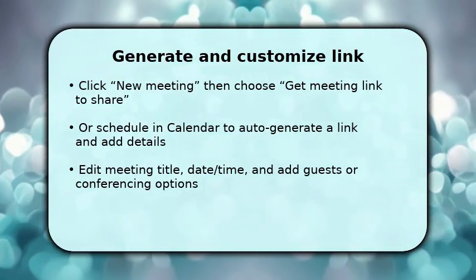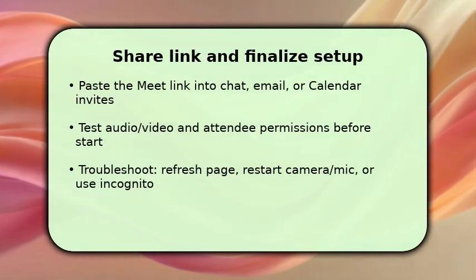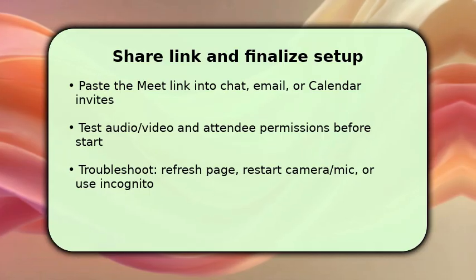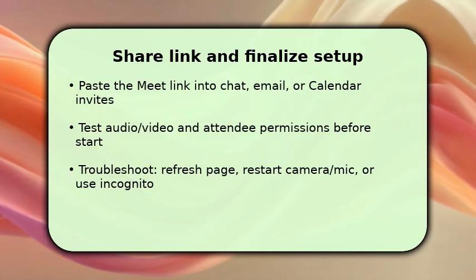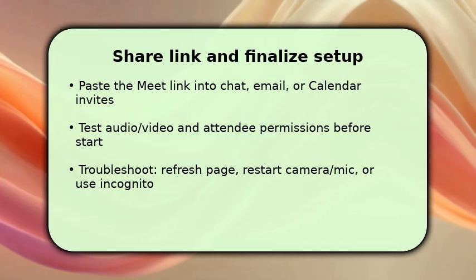Finally, distribute the link. Paste it into email, chat, or save it in the calendar invitation so everyone has access. Before your meeting, join a few minutes early to test audio, camera, and screen sharing. Make sure participants have the correct permissions. If you need a waiting room behavior, use quick access toggles in meeting settings.